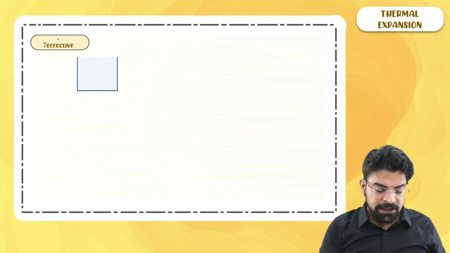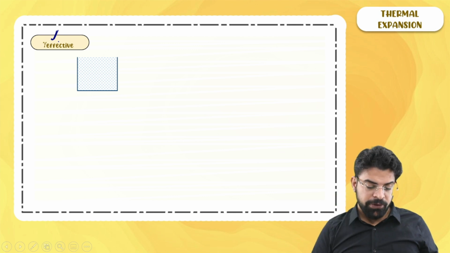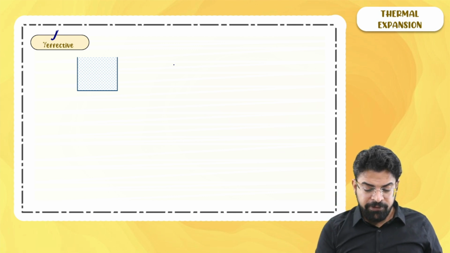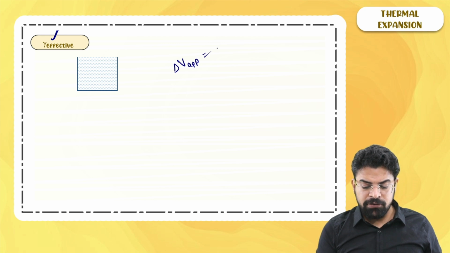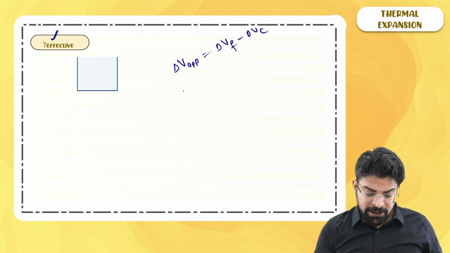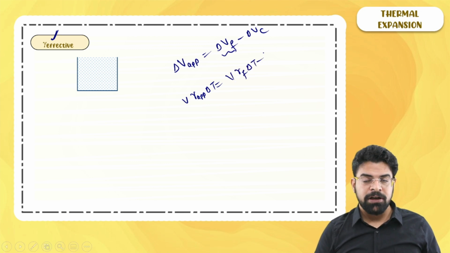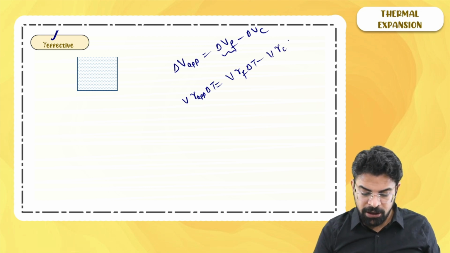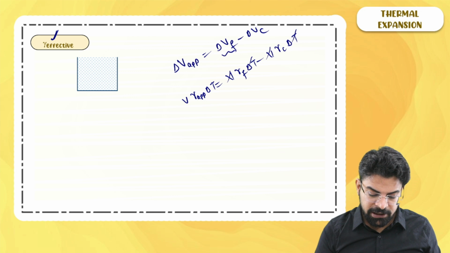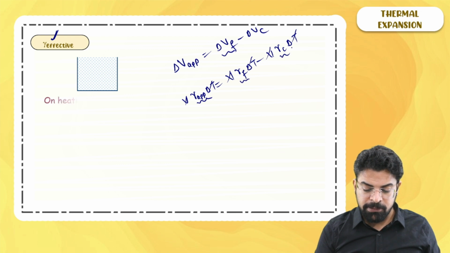So what I'm saying is there is something called gamma effective, the effective coefficient of volume expansion. We say that the effective or apparent change in volume equals the change in volume of fluid minus the change in volume of container. So we can write original volume V into gamma apparent into delta T equals the change in volume of fluid, which is V times gamma fluid into delta T, minus the change in volume of container, which is again V times gamma container into delta T. Cancelling V delta T from all terms, you get gamma apparent, or gamma effective, is nothing but gamma of fluid minus gamma of container.